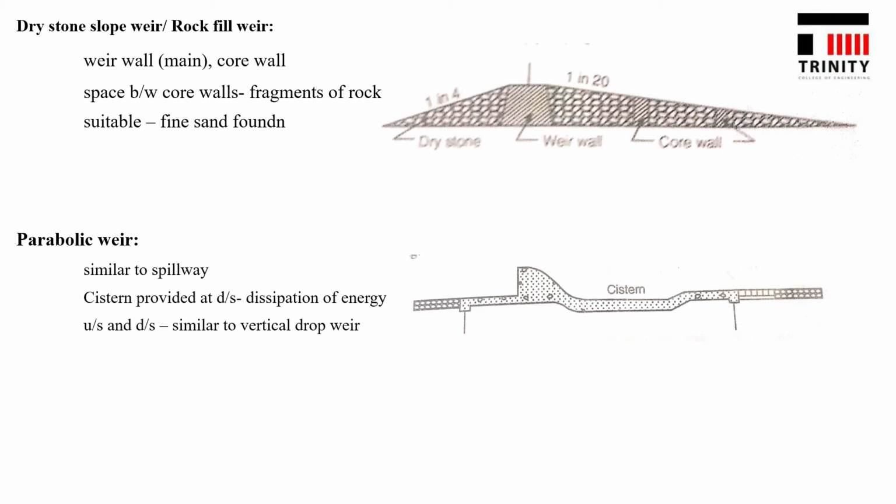Now the last one, the parabolic weir. A parabolic weir is similar to a spillway. Cisterns are provided at the downstream; a cistern is for the dissipation of energy. In the masonry or concrete weir it was hydraulic jump formation. In the parabolic weir, similar to a spillway, it has a sloping and a straight structure for the dissipation of energy. And the upstream and downstream are similar to the vertical drop weir.